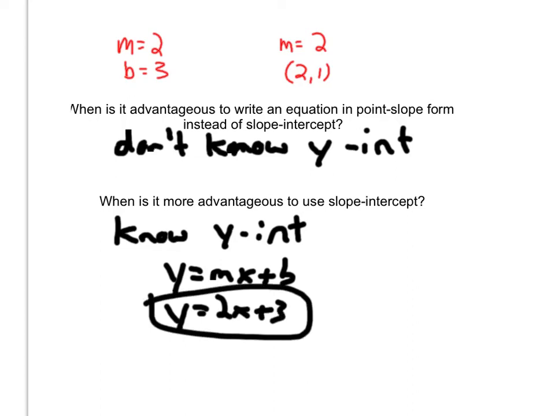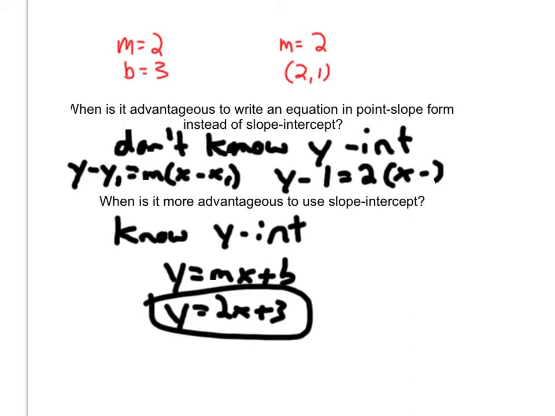But again, this one would take a little more work for slope intercept, so we would want to use point slope form and do y minus y1 equals m times x minus x1. And we've got all the information we need to just plug it in. So we would put y minus 1 equals m times x minus 2. And be done.